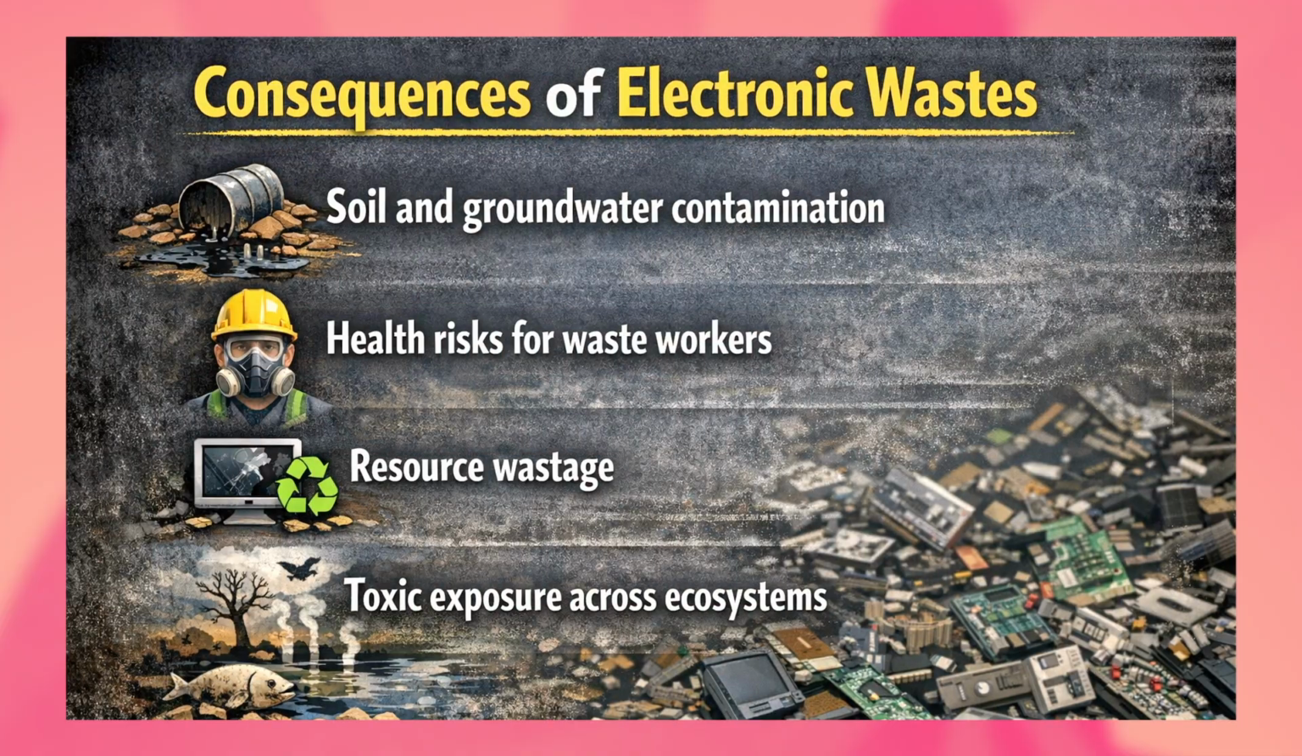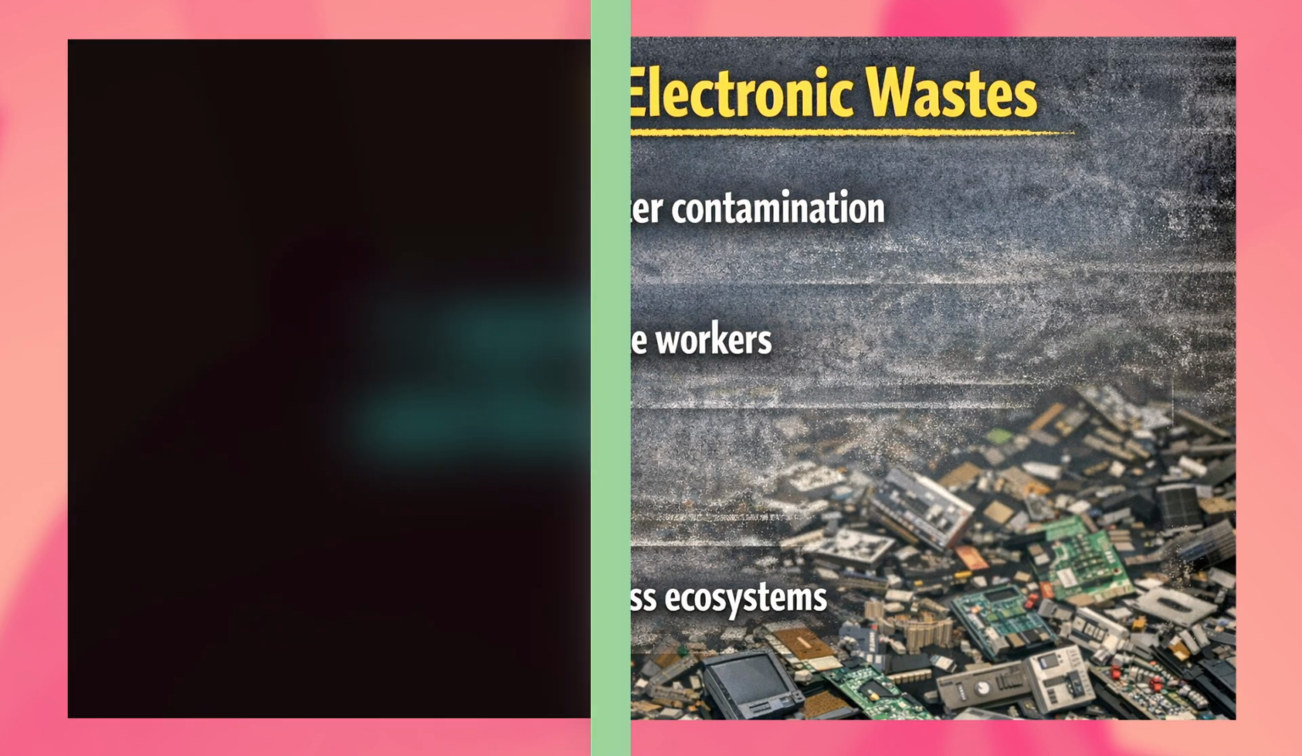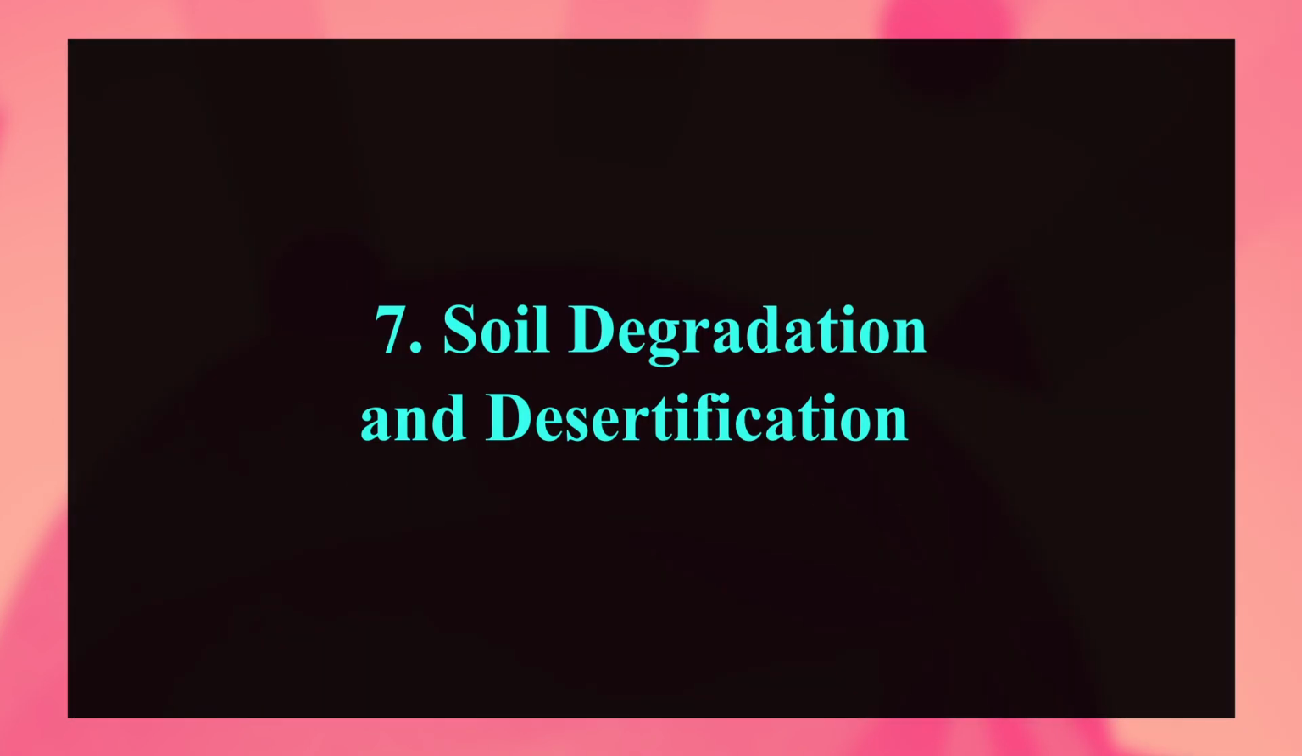Now, so far as consequences are concerned: soil and groundwater contamination, health risks for waste workers, resource wastage, toxic exposure across ecosystem. Now, one more important environmental issue is soil degradation and desertification. Soil degradation and desertification are serious environmental problems that threaten agricultural productivity and ecological stability.